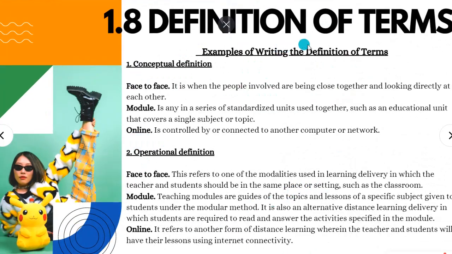There is an example. In conceptual, face-to-face means people are involved being close together. In operational, face-to-face refers to one of the modalities used in learning delivery in which the teacher should be in the same place. Okay, so that is an example of conceptual and operational.